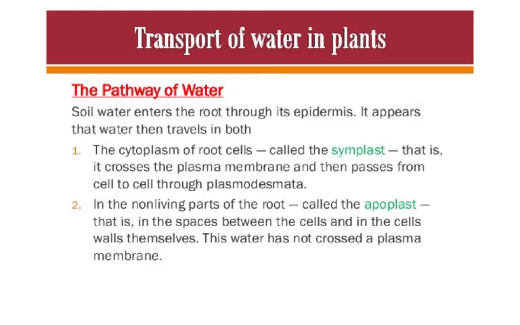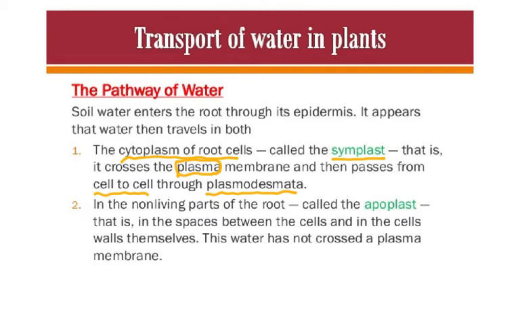Another important pathway of water, just a slide on that: soil water enters the root through the epidermis. It appears that water then travels in both the cytoplasm of the root cells, called the symplast. That is, it crosses the plasma membrane or the cell membrane and then passes from cell to cell through the plasmodesmata. So it's basically the cytoplasm through which the water molecule is traveling.